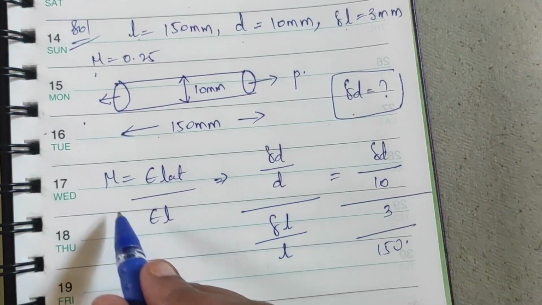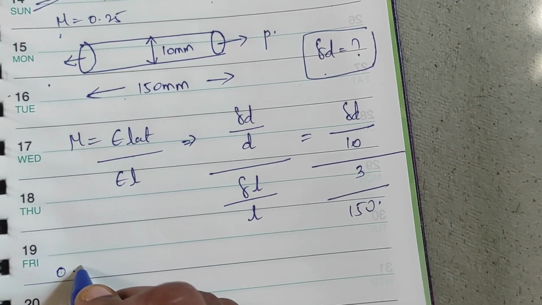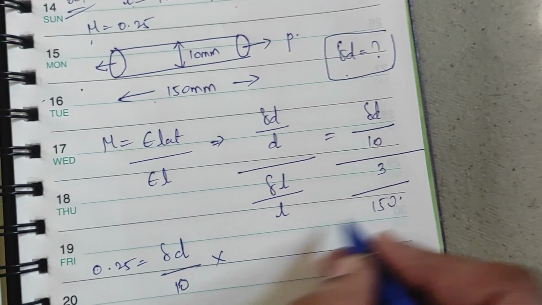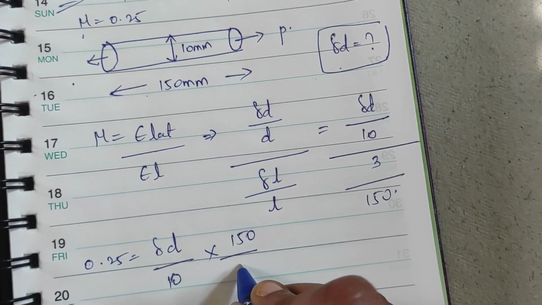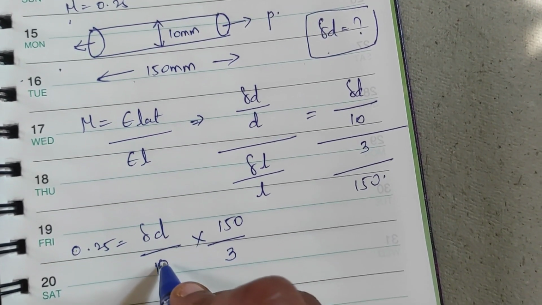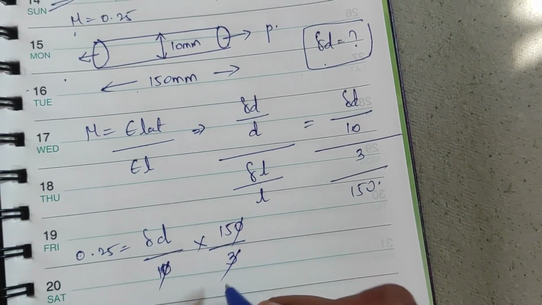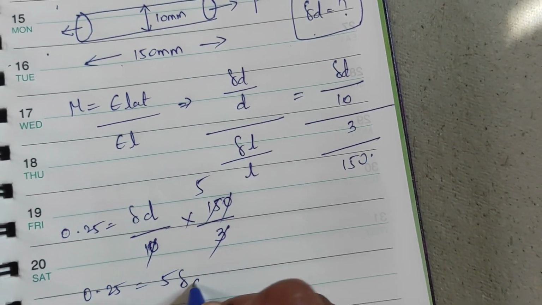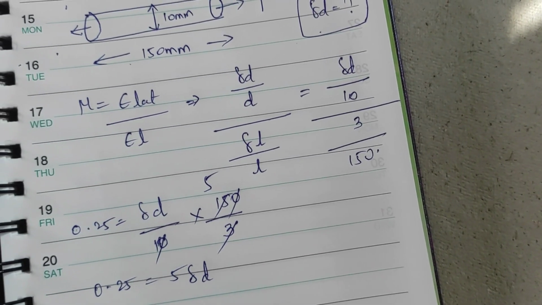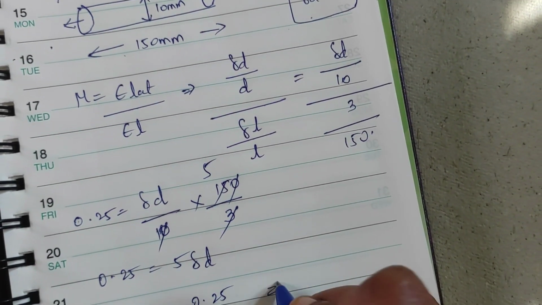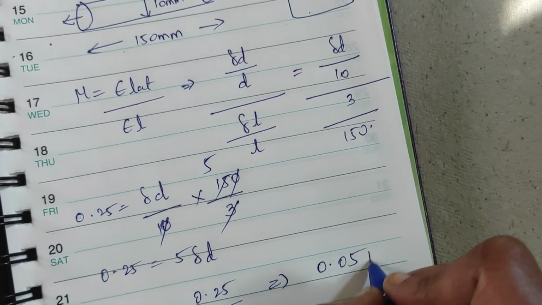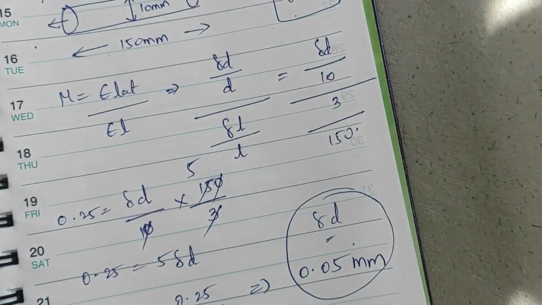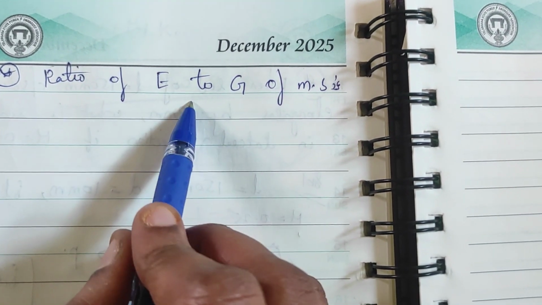Understand? Equals to mu. Mu value is 0.25, equals to delta D by 10 into, coming to this side, 150 by 3. Here the zeros cancel, 3 ones are 3, 5s are 0.25 equals to 5 delta D. Delta D equals 0.25 by 5, that is equals to 0.05 mm. So delta D is equals to 0.05 mm. Understand? Next one, theoretical one, we have to derive and tell.